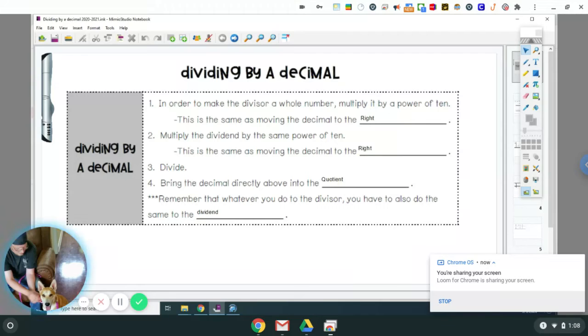Okay, so today we're going to be dividing by a decimal. In order to make the divisor whole, multiply by a power of 10. This is the same as moving the decimal to the right. And then you multiply the dividend by the same power of 10. This is the same as moving the decimal to the right.